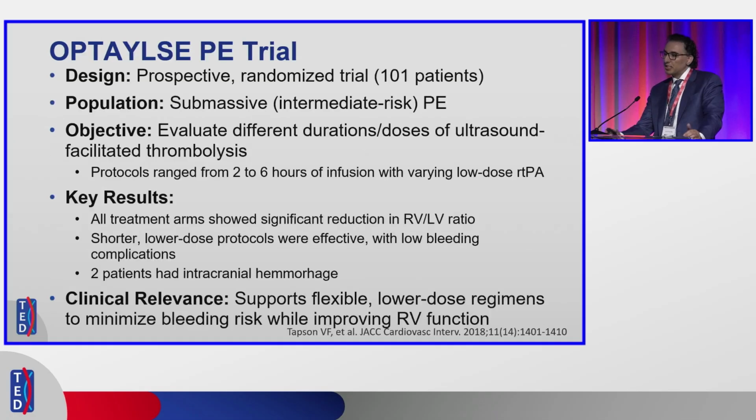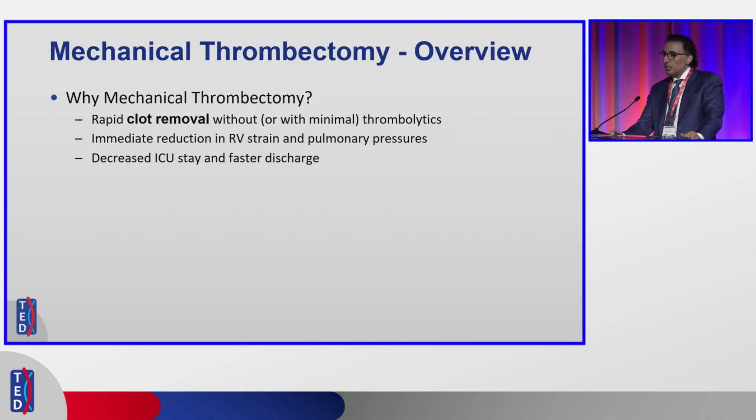OPTALYSE then took it a step further and randomized patients into different doses and different infusion times. All treatment arms showed a significant reduction in the RV-LV ratio, including the shorter, lower-dose protocols. They were effective with lower bleeding. Two patients of note did have intracranial hemorrhage, and one was attributed to the lytic itself. And so again, it supports the use of lytic catheters, including lower-dose infusion regimens.